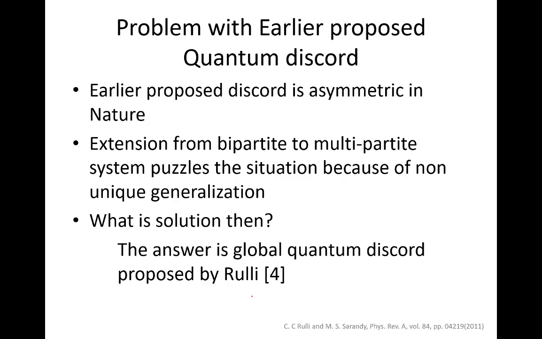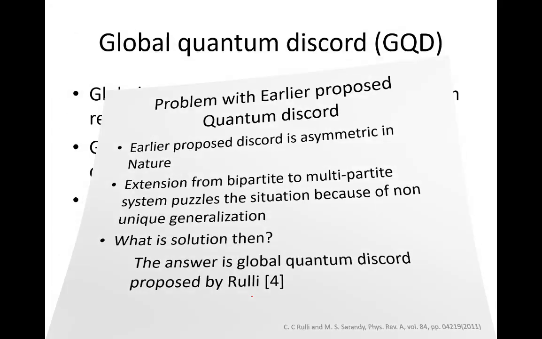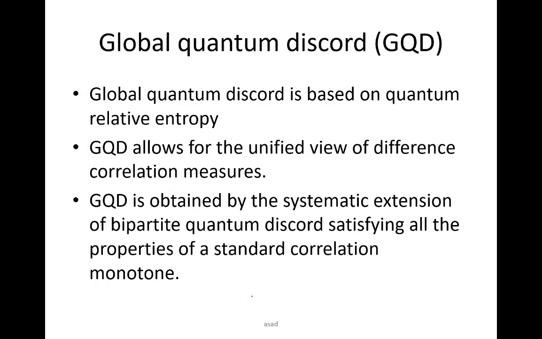If you follow the procedure that we have derived, we have written for asymmetric discord. So we are looking for a new alternative definition of quantum discord, which is not only symmetric but unique. The answer is given in the paper of Rulli, published in Physical Review A in 2011. I have also derived the results of this paper in my thesis. This newly proposed definition of discord is called global quantum discord. Global quantum discord is unique and symmetric. Some of its features are the following.